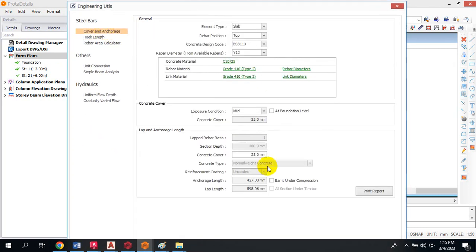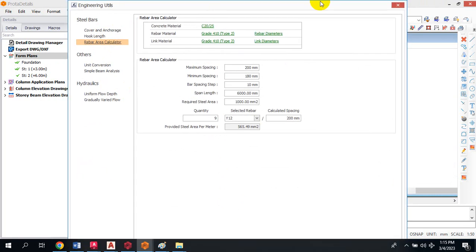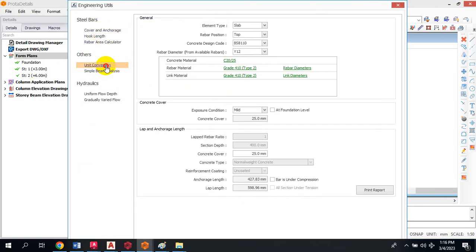You can see your anchorage. You can also print the reports for your anchorage. You can quickly print that.